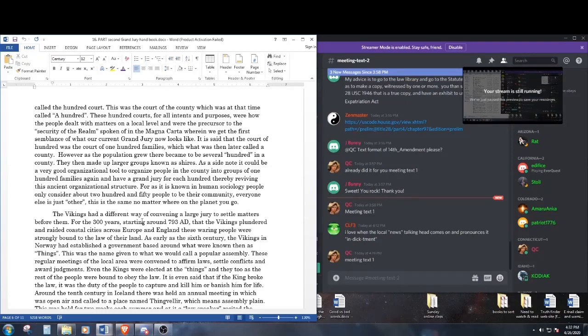It is said that the Court of 100 was a court of 100 families, with what was then later called a county. So these things became, the aspect of how many people were in an area, the 100 families became a county. However, as the population grew, there became to be several hundred in a county that made up a larger group known as shires. As a side note, it would be a very good organizational tool to organize people in the county into groups of 100 families again, and have a grand jury for each 100, thereby reviving this ancient organizational structure, which there's nothing saying we can't do that.